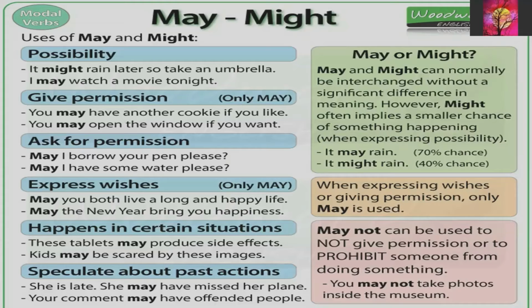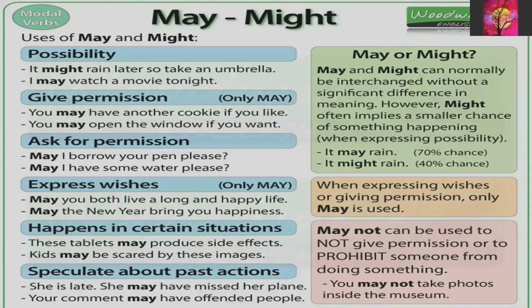Now, both may and might show a sense of possibility. It might rain later, so let's take an umbrella. I may watch a movie tonight. So there is nothing certain. It may rain or it may not rain. I may watch a movie or I may not watch a movie. So both show a sense of possibility.